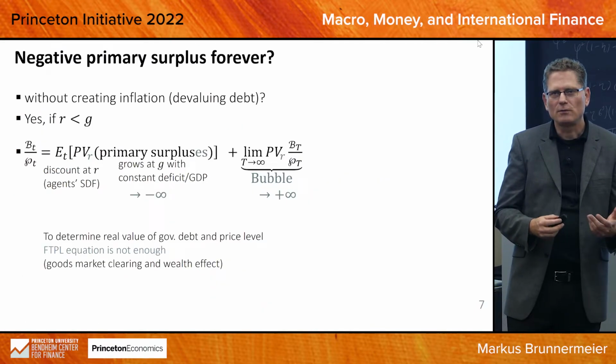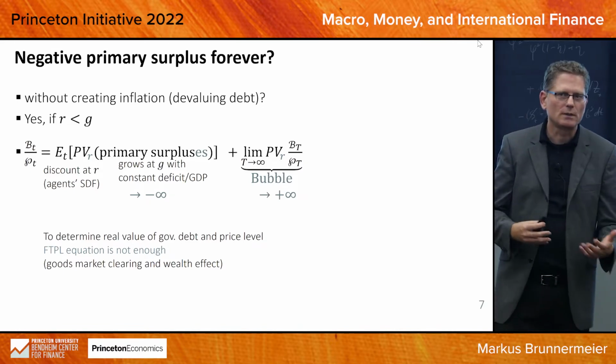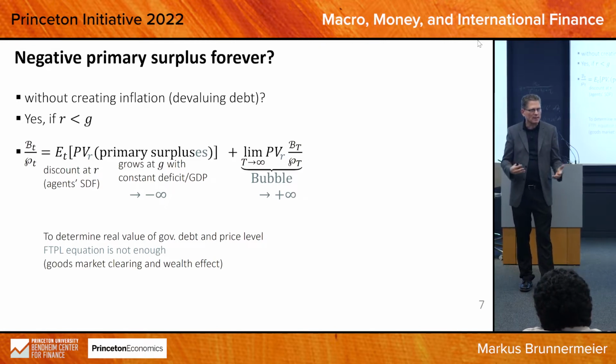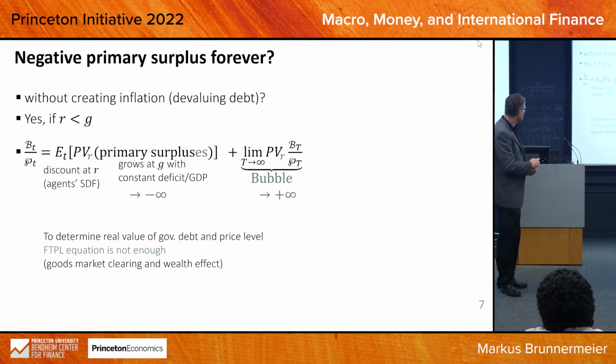Of course, a bubble can emerge if the real interest rate is smaller than the growth rate. That's related to Olivier Blanchard's presidential address and all that. But we have a different thing. Generally, if you do the forward iteration of the pricing equation, you get this bubble term here.